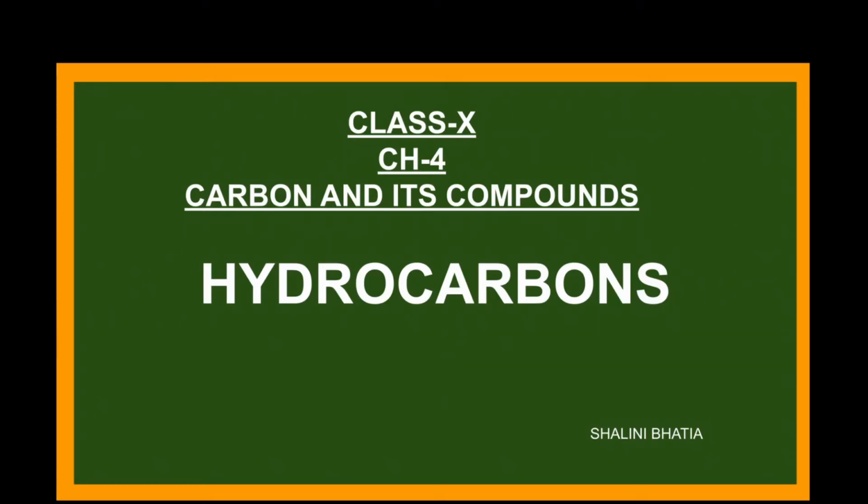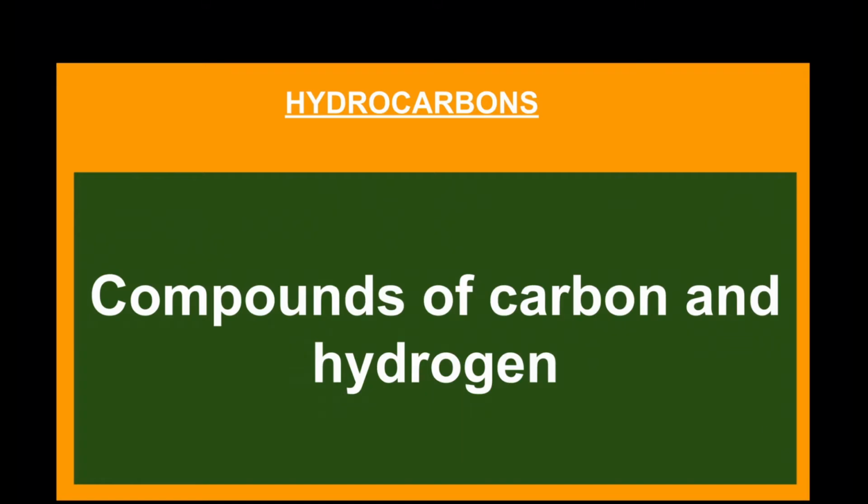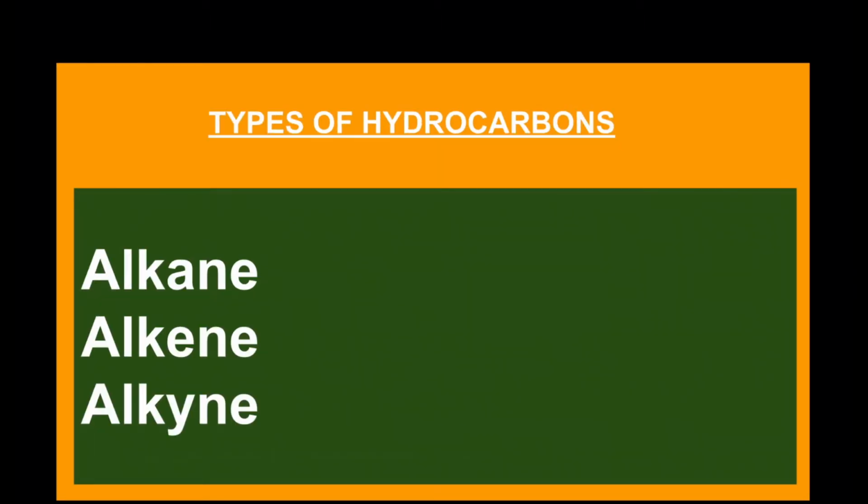Children, let's try to understand hydrocarbons today. The literal meaning of hydrocarbons is the compounds of carbon and hydrogen. So, the compounds which contain carbon and hydrogen are called hydrocarbons. Very simple to understand. It includes alkane, alkene, alkyne mainly.